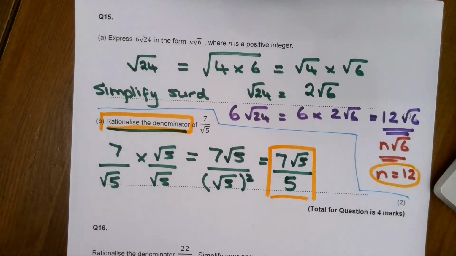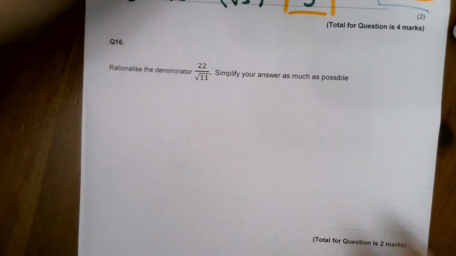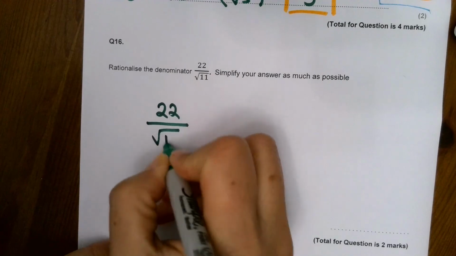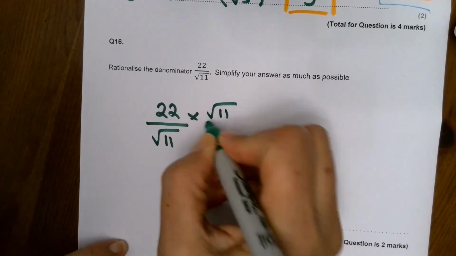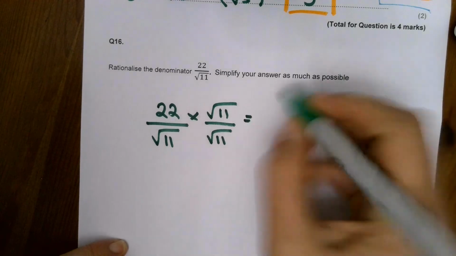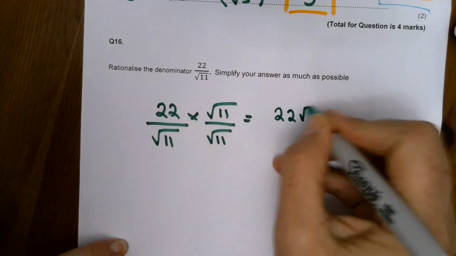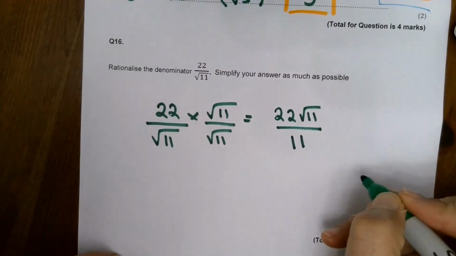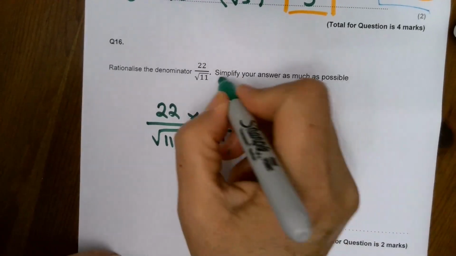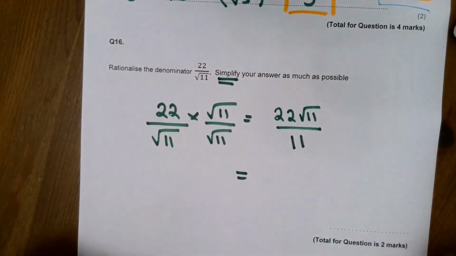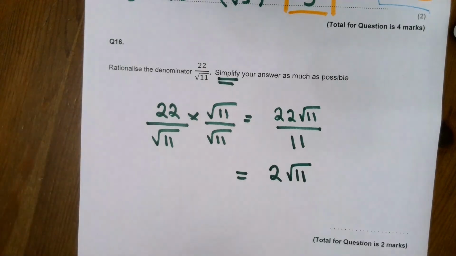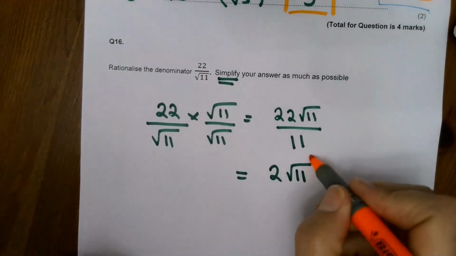Okay, question 16 is very similar. So let's just do that now. Rationalise the denominator means times top and bottom by the square root of 11. So I've got 22 root 11 on the top. Root 11 times root 11 just gives me 11. Now I can simplify. It says to simplify your answer. 22 divided by 11 is 2. So I have 2 root 11, and that's my final answer.